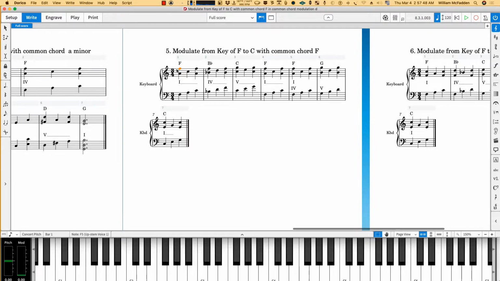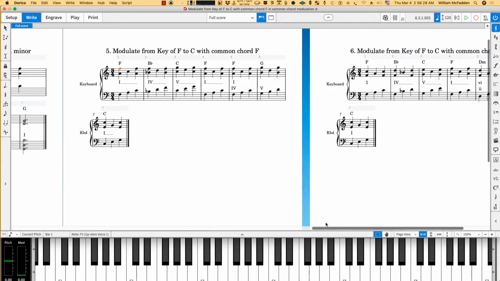So initially we established the key of F by going from the tonic to the subdominant to the dominant and then back to the tonic. And then in measure 5, we started our transition into the key of C because the F chord is the subdominant. So then we're going from the subdominant in the key of C to the dominant in the key of C back to the tonic in the key of C. So we've established the key of C now. So now we're in the key of C.